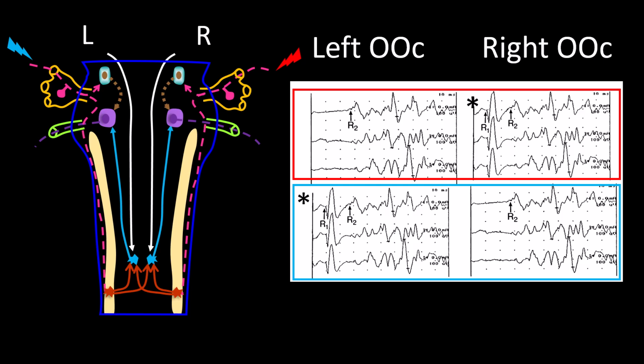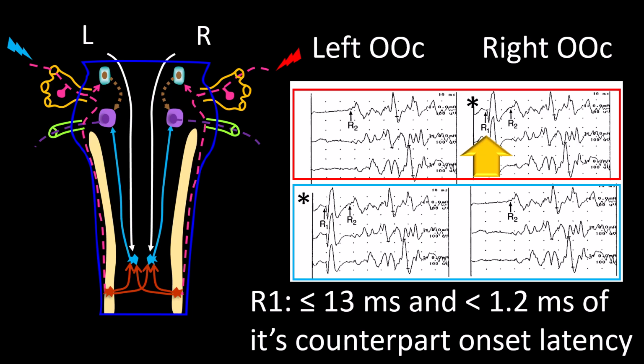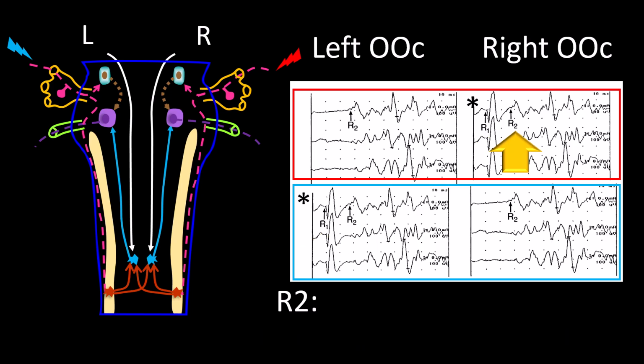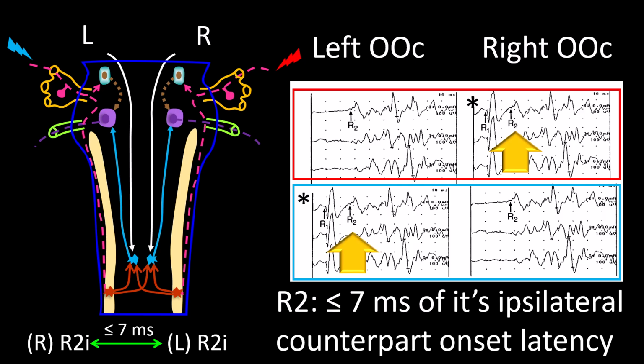Such clarification is important in cases with missing R1. Normally, R1 occurs with an onset latency of 13 milliseconds or less, and less than 1.2 milliseconds later than its counterpart. R2 is considered normal if it meets 3 criteria. The first criterion is having an onset latency of 42 milliseconds or less. The second criterion is that the onset latency be equal to or less than 7 milliseconds of its ipsilateral counterpart.